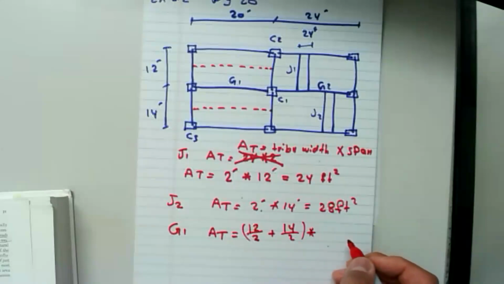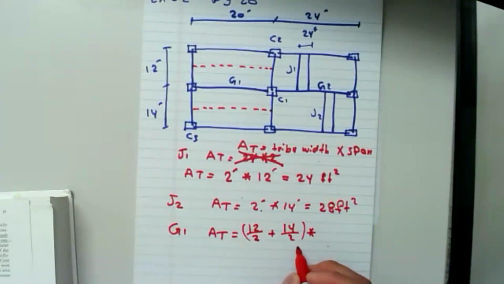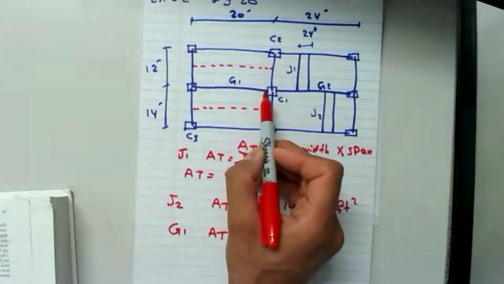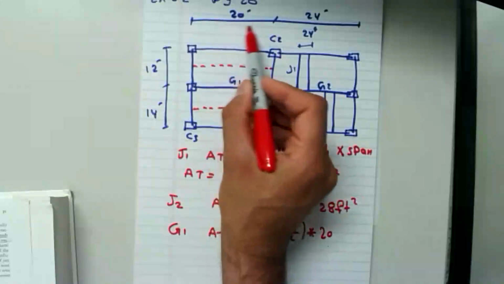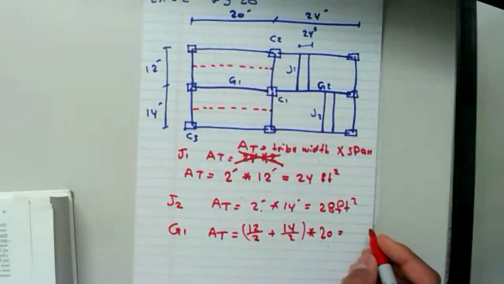times what? Times what? Yes, times 20. Why? Because the span is 20. So this gives me 260 square feet.